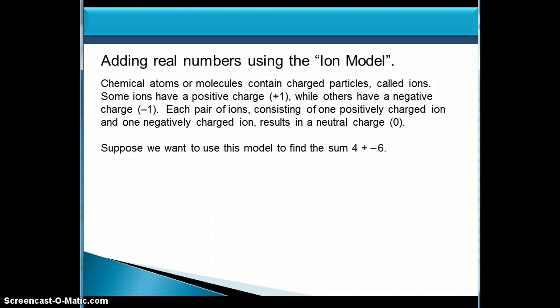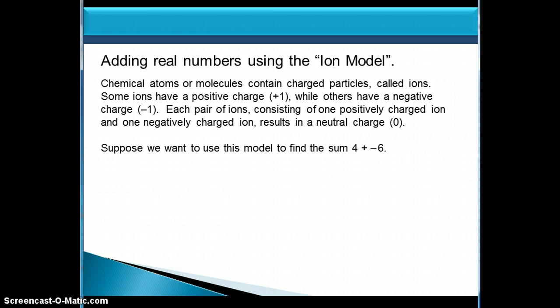Now let's look at another way you can think of adding real numbers using what we call an ion model. Chemical atoms or molecules contain charged particles called ions. Some ions have a positive charge, while others have a negative charge. Each pair of ions, consisting of one positively charged ion and one negatively charged ion, results in a neutral charge we call 0.